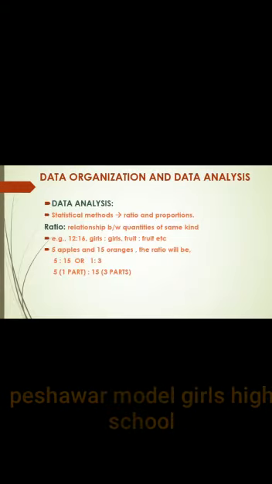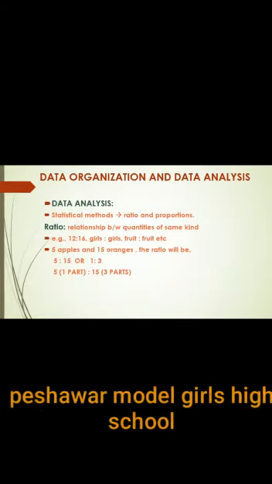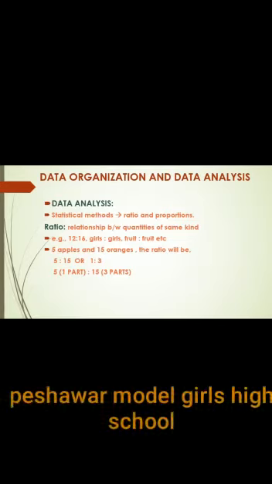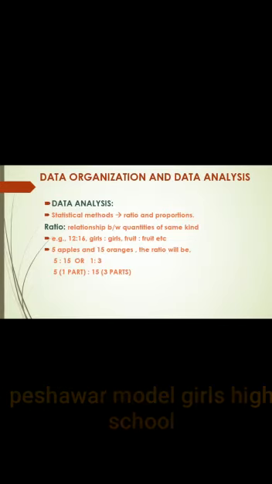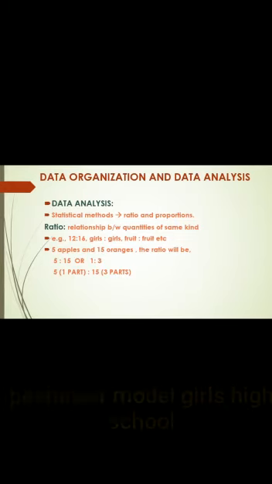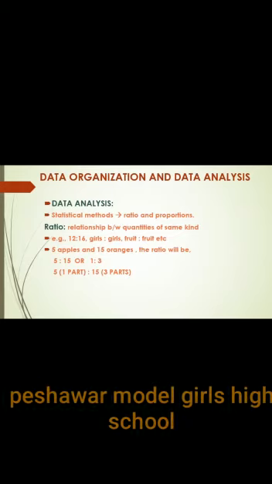Next step is analysis of the data. Data analysis completes in two steps. First step is ratio and second is proportion. Ratio is the relationship between two quantities of the same kind. For example, ratio between two numbers, ratio between girls and boys, or two different fruits.